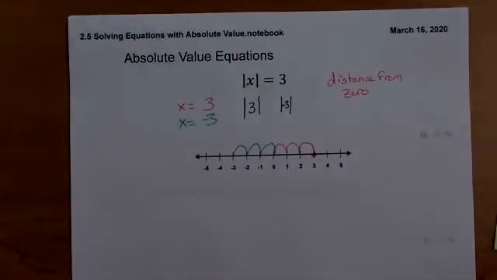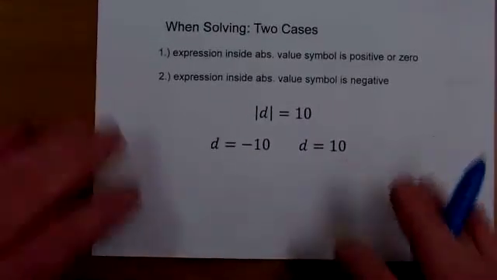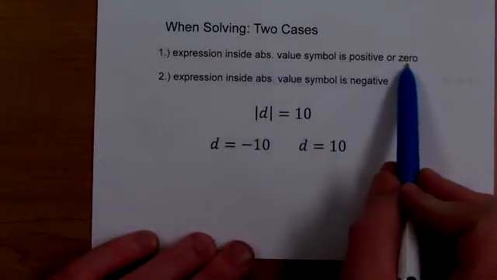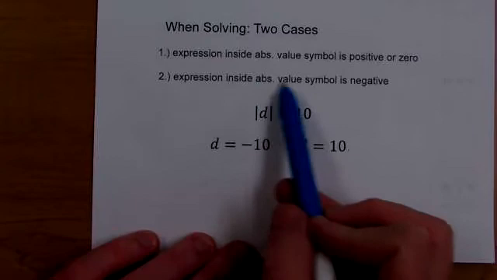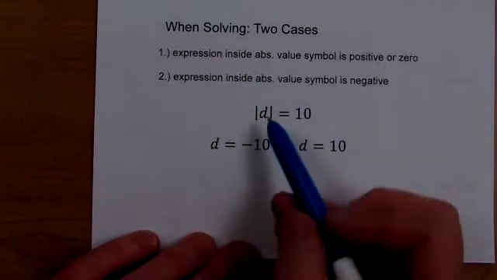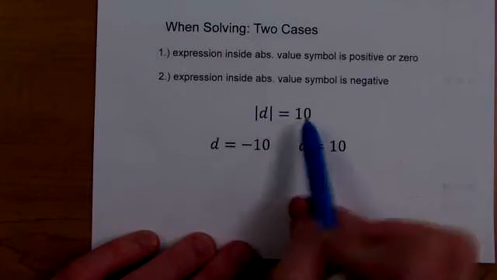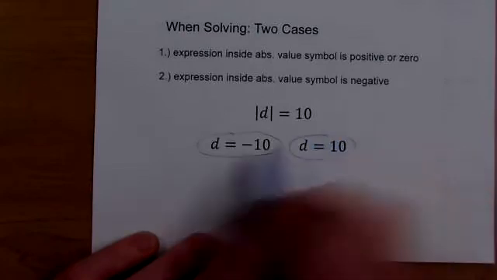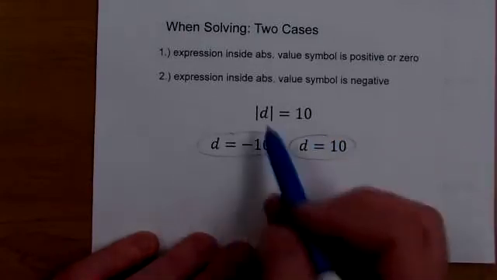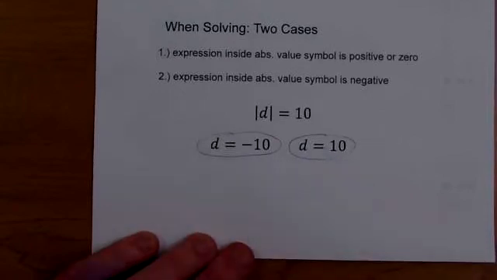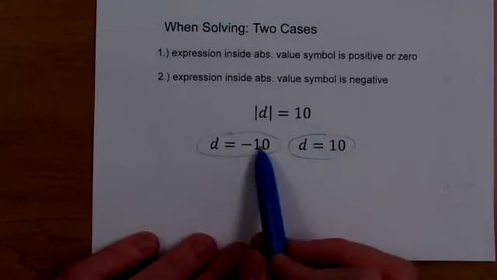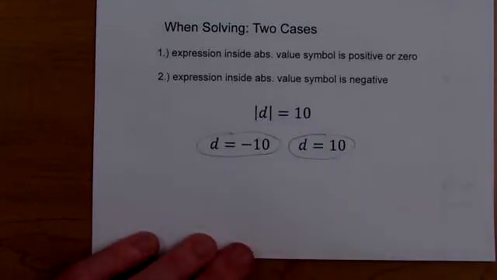You may think, well, what does this have to do with equations? Let's take a look. When we're solving, there are 2 cases. The expression inside the absolute value is positive or 0, or the expression inside the absolute value is negative. So if I have the absolute value of d equals 10, that means d can equal negative 10, or d can equal positive 10. Both of these statements are true, because the absolute value of 10 is 10, and the absolute value of negative 10 is also 10. All right?